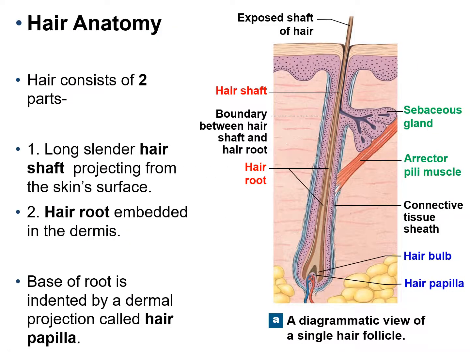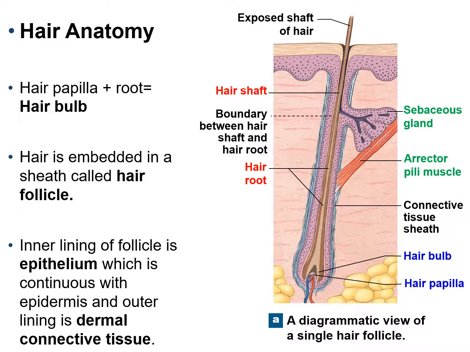The hair consists of two main parts. The first part that is embedded deep in the dermis is known as the hair root, and the second part is called the hair shaft, which is projecting out from the skin surface, as well as the part that may be embedded in the skin, but it is above the hair root. In the base of the hair root, there is a small indentation caused by a dermal projection, and this dermal projection is known as the hair papilla. The hair papilla and the root together form the hair bulb.